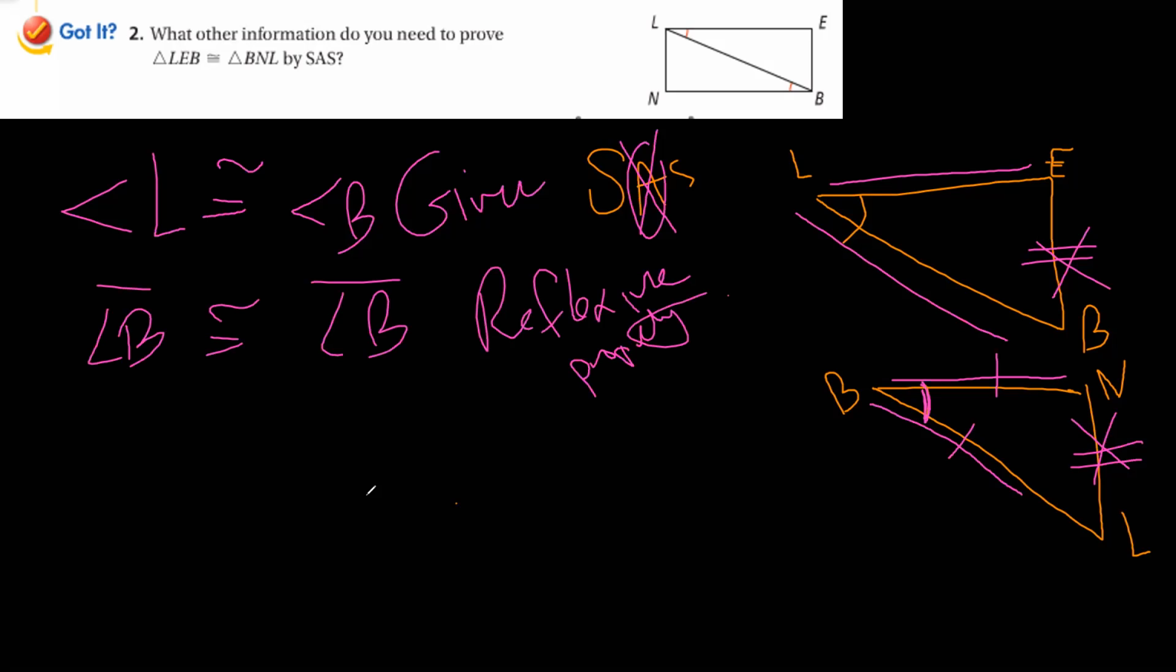For this question, no, the SAS is not the same as SSS. SSS means three sides. SAS means two sides and one angle. Okay, fine.